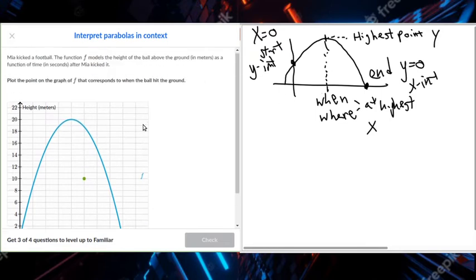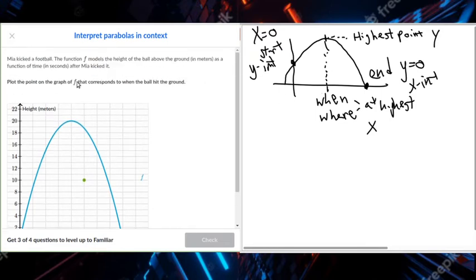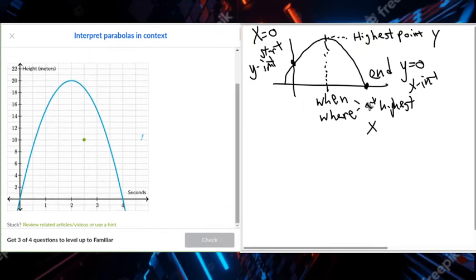So this question is, plot the point on the graph that corresponds to when the ball hit the ground. It hit the ground, it's at 0 height. And so that's the point we're looking at there. It's the end. When does it hit the ground? When does the parabola stop, really?